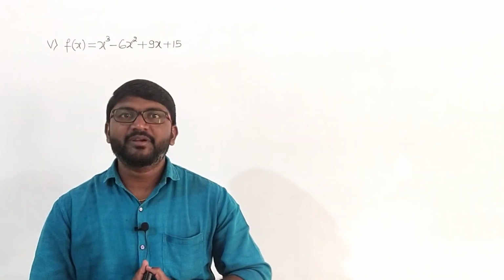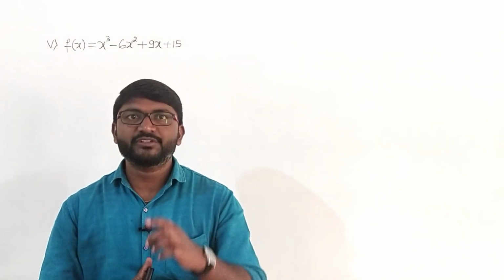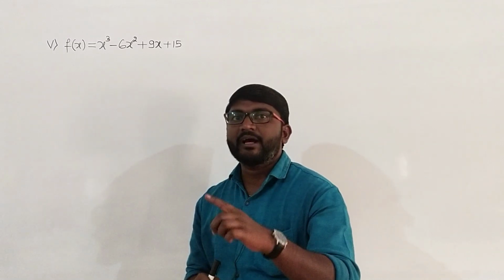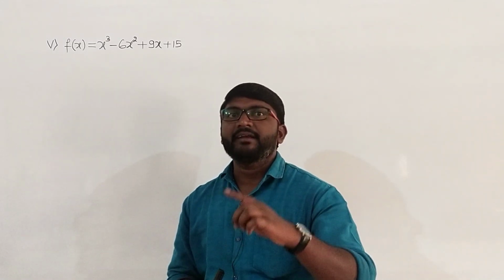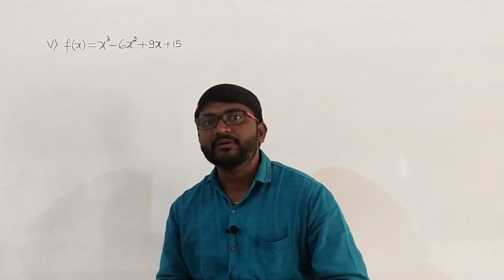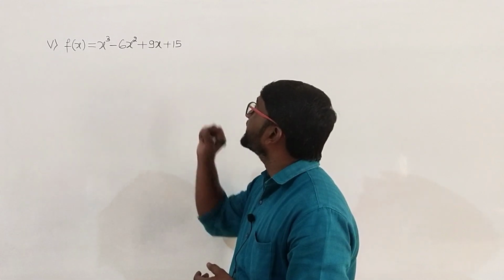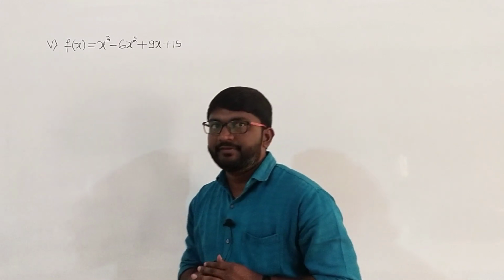So in the last class we have solved up to the fourth sub question of the third main question. So in today's class let us take up the fifth sub question. Here we will have to find the local maxima and the local minima and the local maximum value and the local minimum value. So f of x equal to x cube minus 6x square plus 9x plus 15.